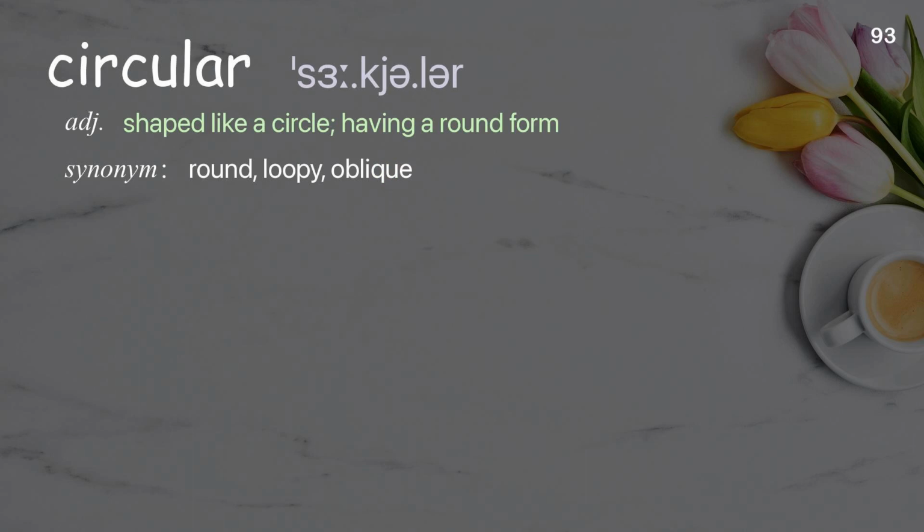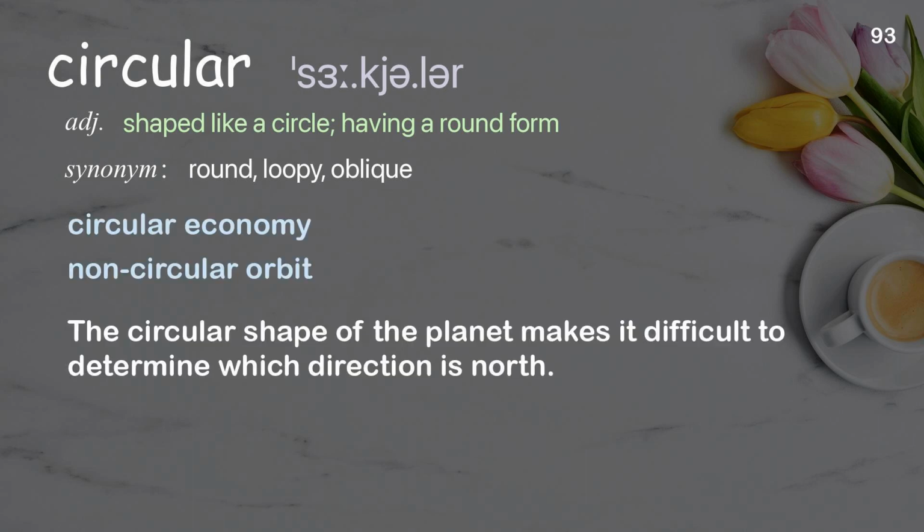Circular. Shaped like a circle, having a round form. Examples. Circular economy. Non-circular orbit. The circular shape of the planet makes it difficult to determine which direction is north.